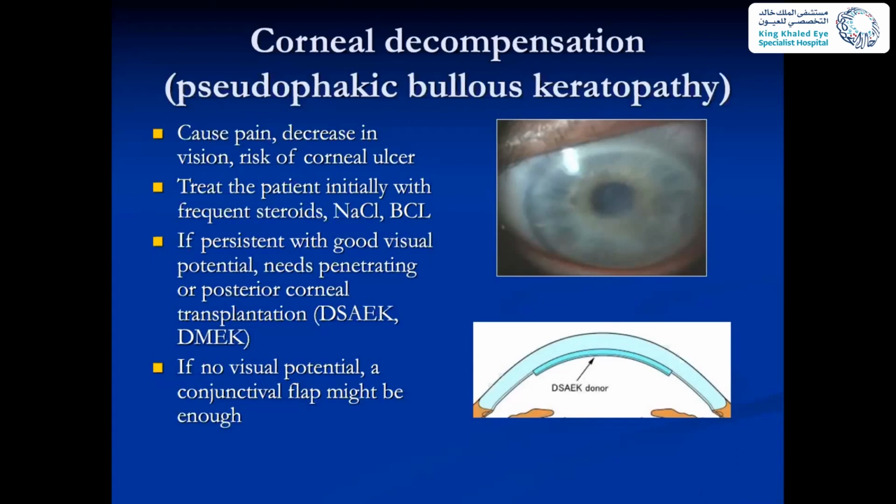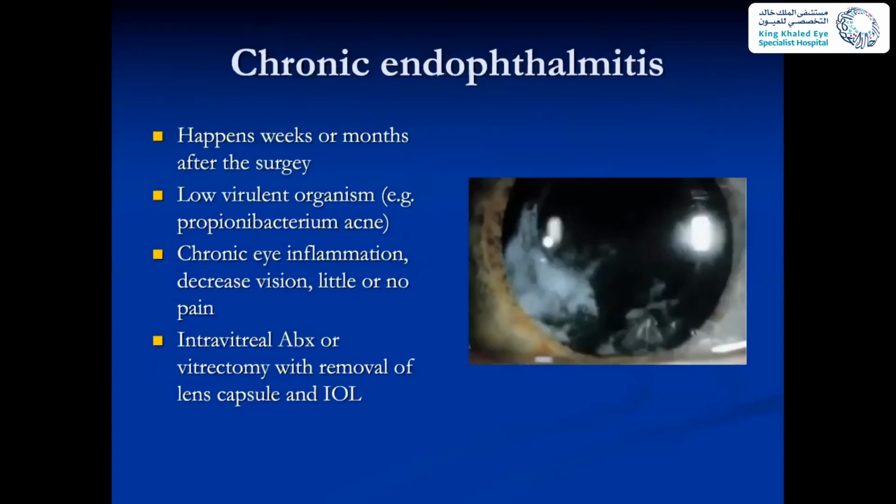If there is no visual potential or there is no light perception in that eye due to some other reason, we can do a conjunctival flap, or even cross-linking has been described to decrease the symptoms of corneal decompensation.